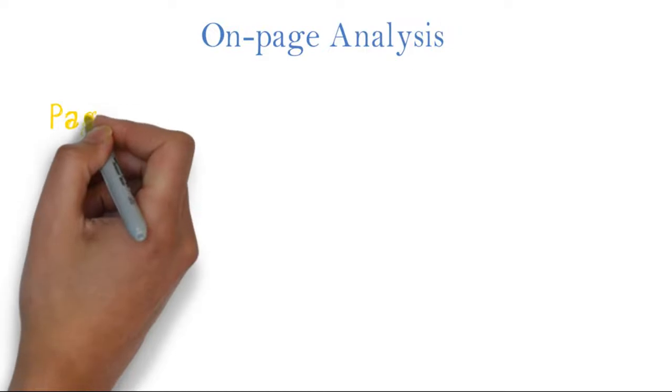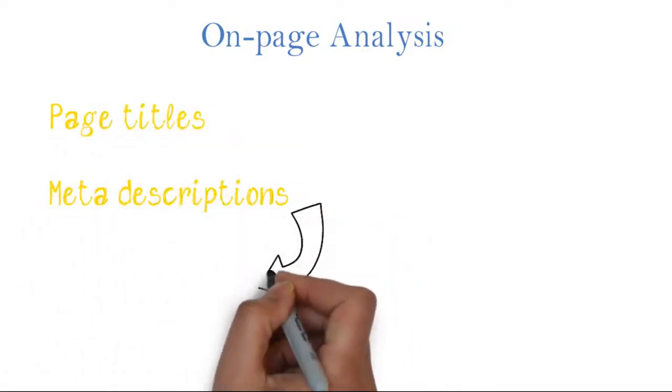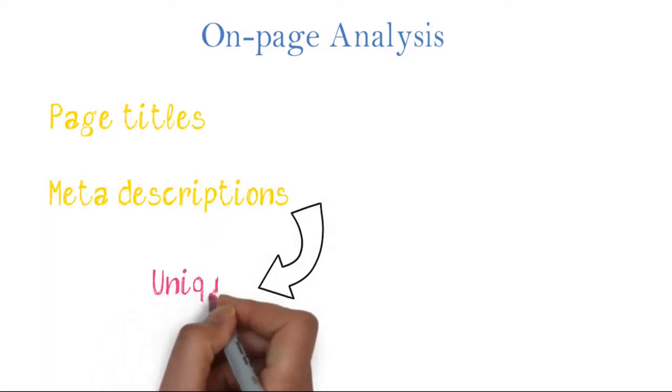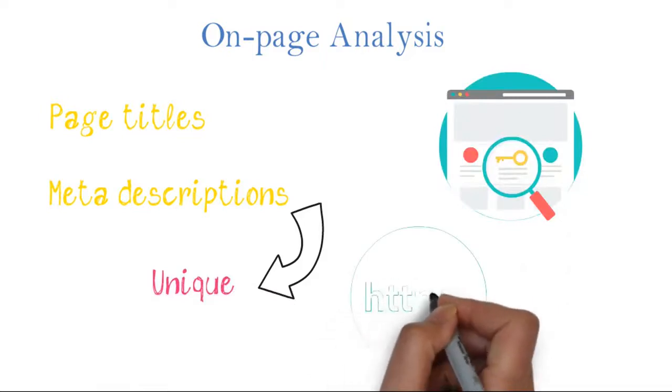On-page analysis, an overview of the content structure on the site itself. It is important to check that the page titles and meta descriptions are unique, that the title and headings contain keywords, or that the URL is optimized.